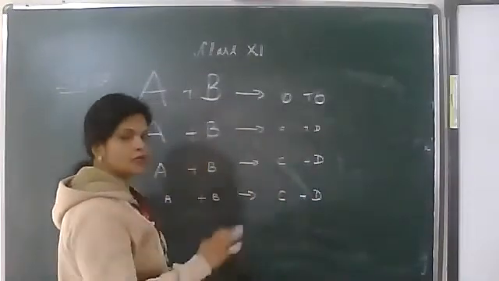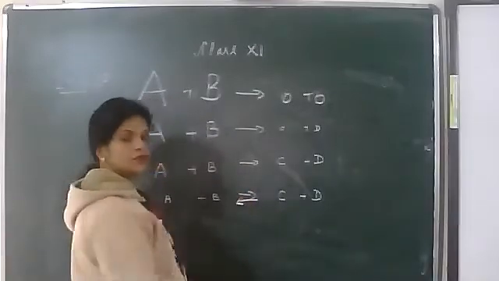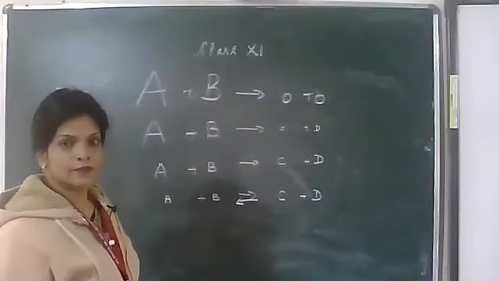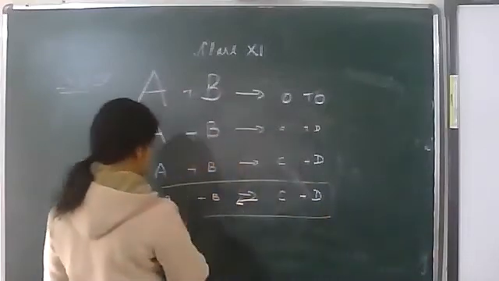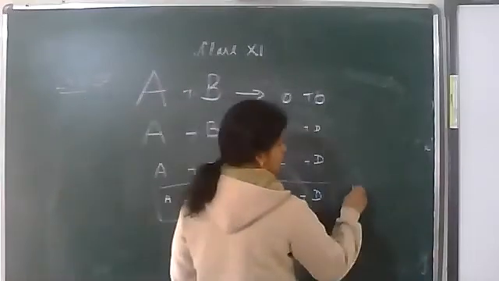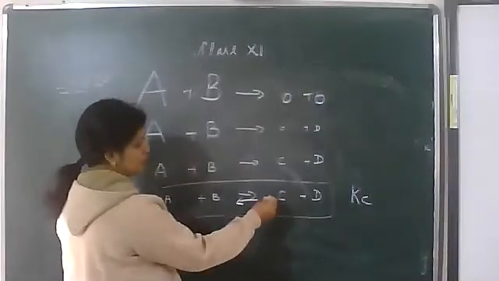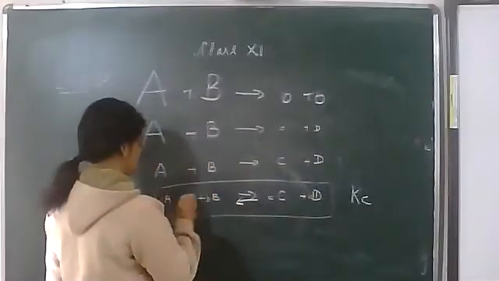And suppose equilibrium is reached. At this time, equilibrium is reached. So here only we can see Kc. You can see Kc at this position only, with C and D to the power, for example, over B and A.